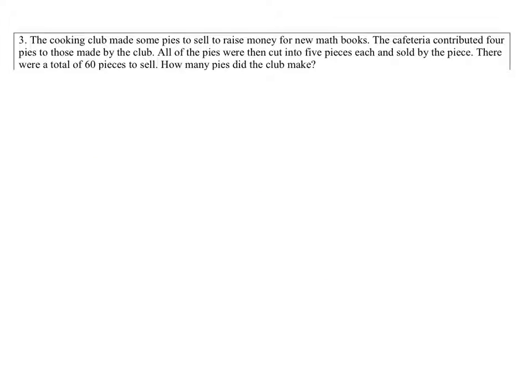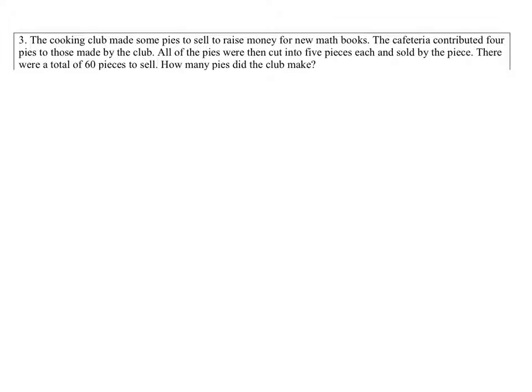The cooking club made some pies to sell to raise money for new math books. The cafeteria contributed 4 pies to those made by the club. All of the pies were then cut into 5 pieces each and sold by the piece. There were a total of 60 pieces to sell. How many pies did the club make?